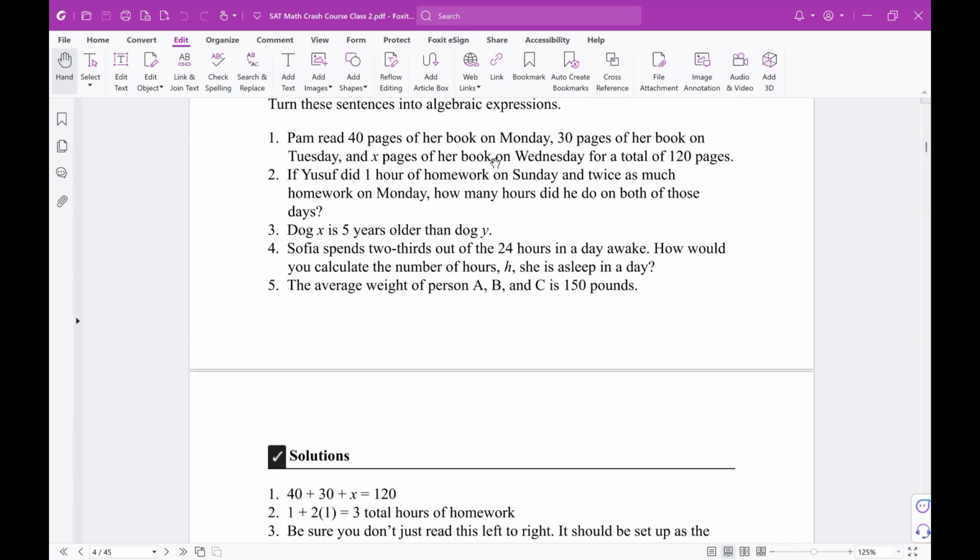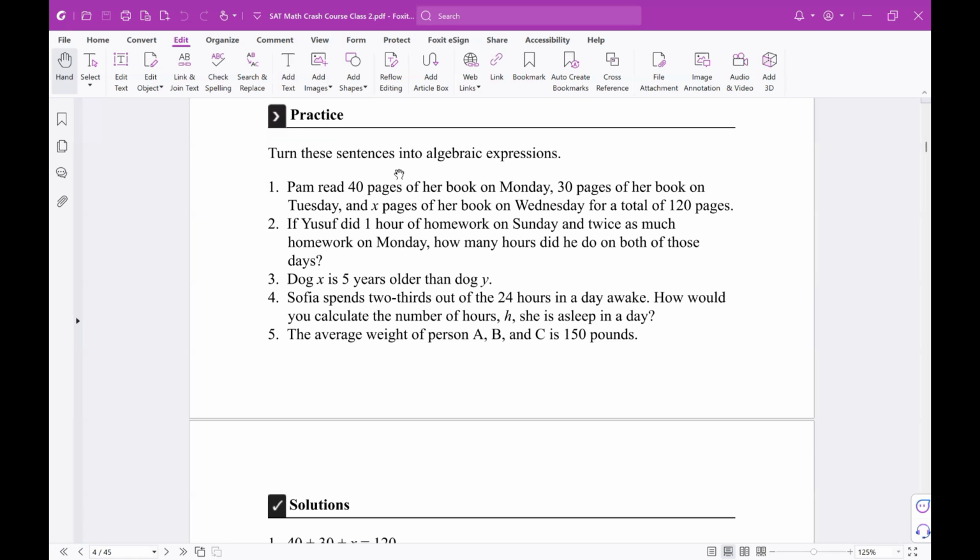Turn these sentences into algebraic expressions. Pam read 40 pages of her book on Monday, 30 pages on Tuesday, and X pages on Wednesday, for a total of 120 pages. Can you please tell me how to solve this problem?